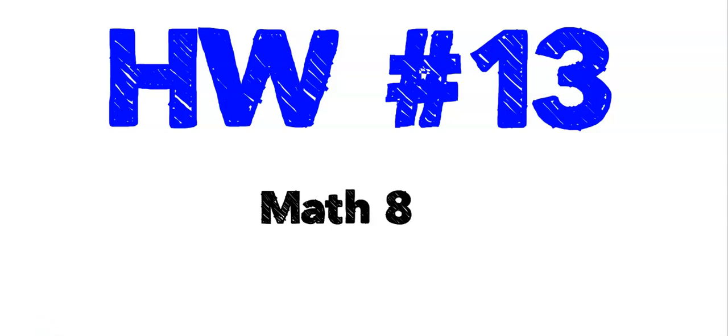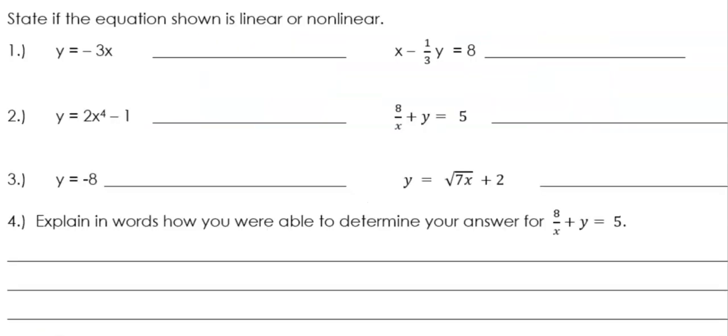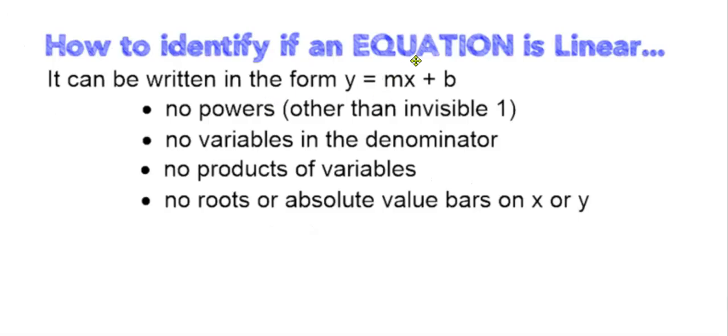Homework number 13. The first section asks you to state if each equation shown is linear or nonlinear. In order to do that, you have to review the 4 rules. An equation is linear if it can be written in the form y equals mx plus b. And sometimes you can tell that it cannot be rearranged into this form because it breaks one of these 4 rules. The first rule is that there can be no powers or exponents.